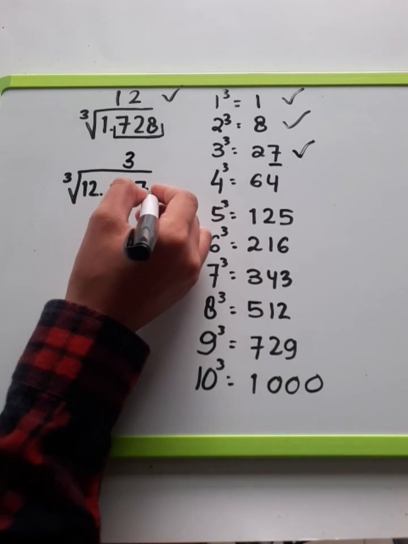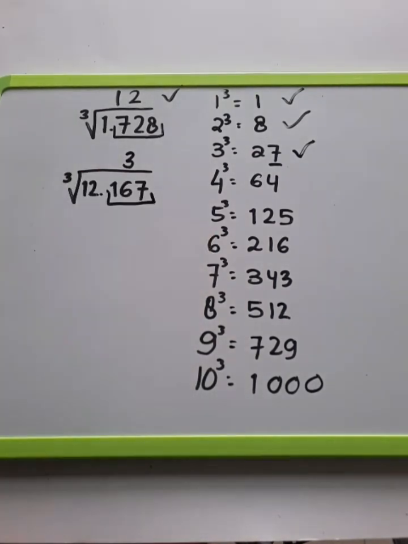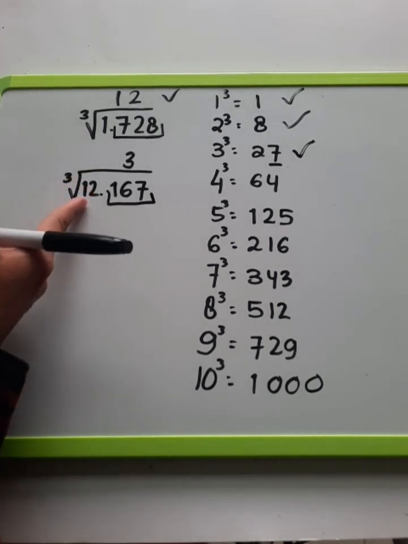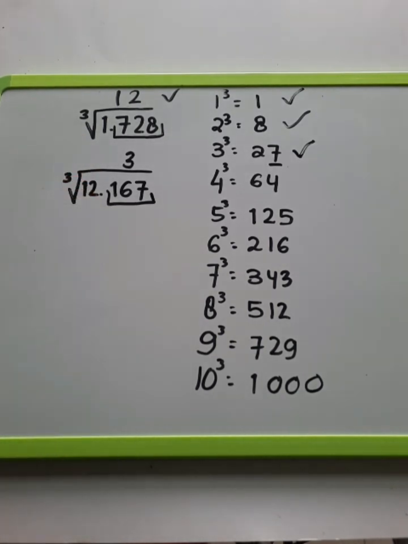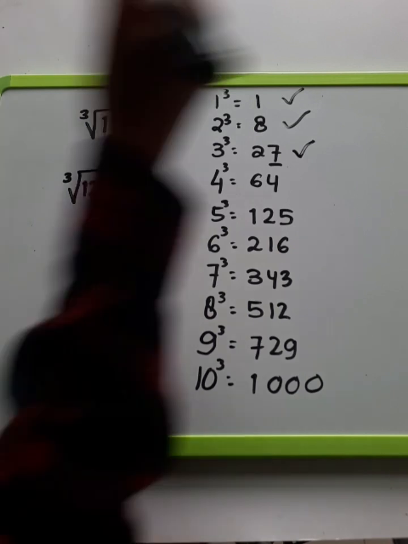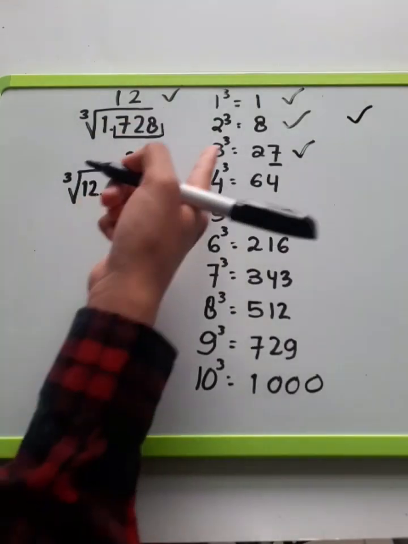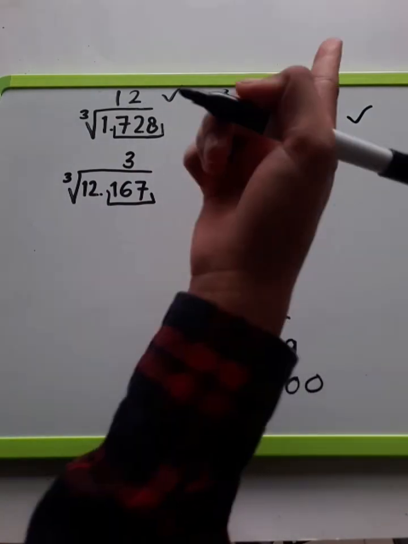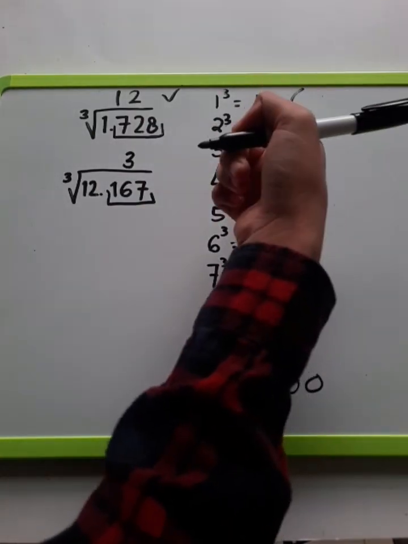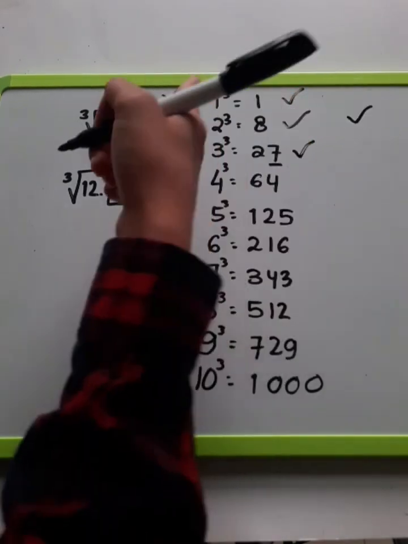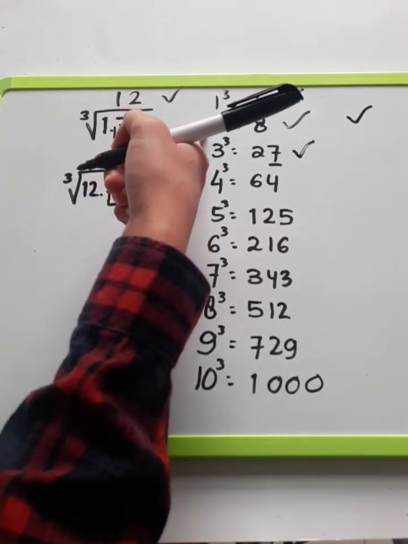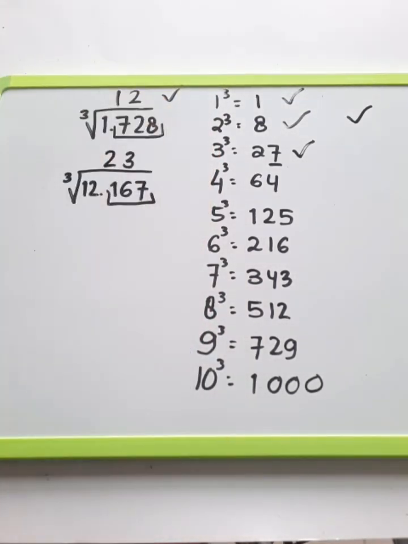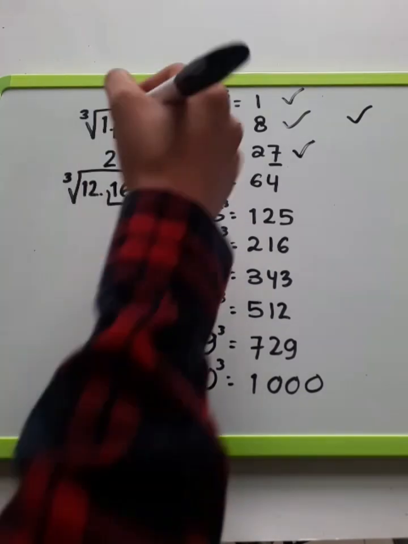And then you take 3 numbers from behind and you focus on 12. Which perfect cube is near 12? It's 8. You cannot pick 3, because 3 cubed is 27, which is more than 12. So you pick the 8. The 8 is the perfect cube of 2. So the result will be 23. And that's enough too.